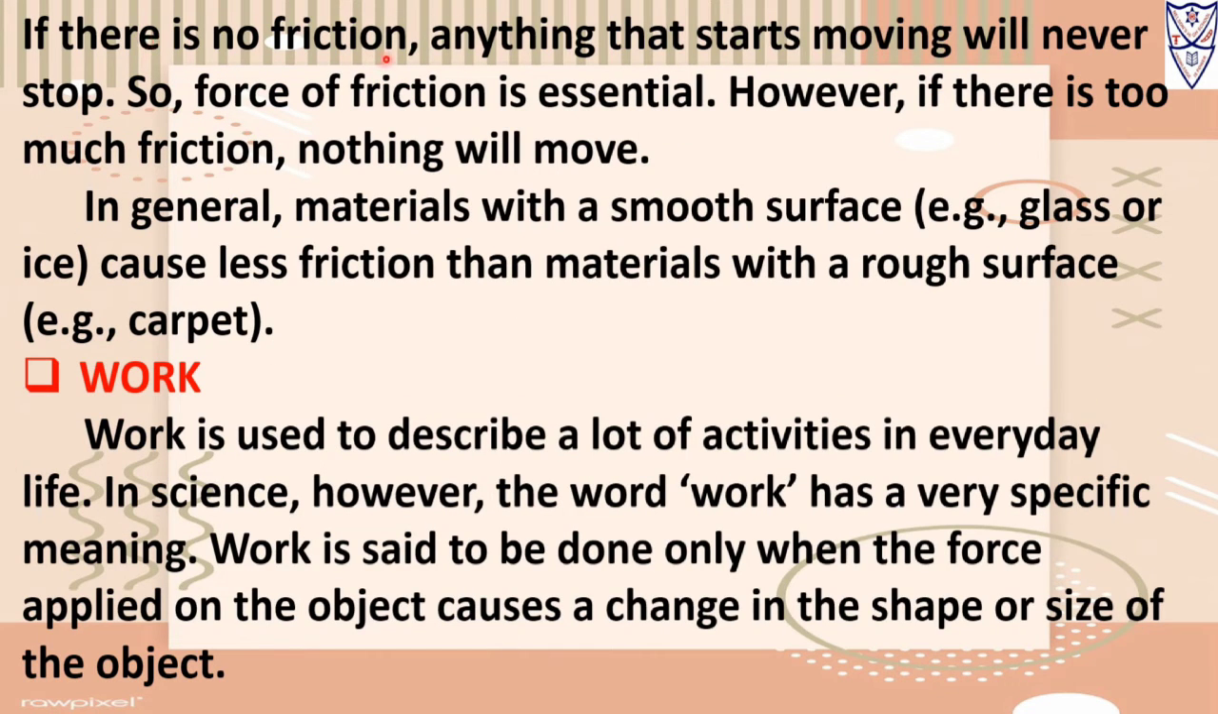If there is no friction, anything that starts moving will never stop. So the force of friction is essential. However, if there is too much friction, nothing will move. In general, materials with a smooth surface, for example glass or ice, cause less friction than materials with a rough surface, for example carpet.